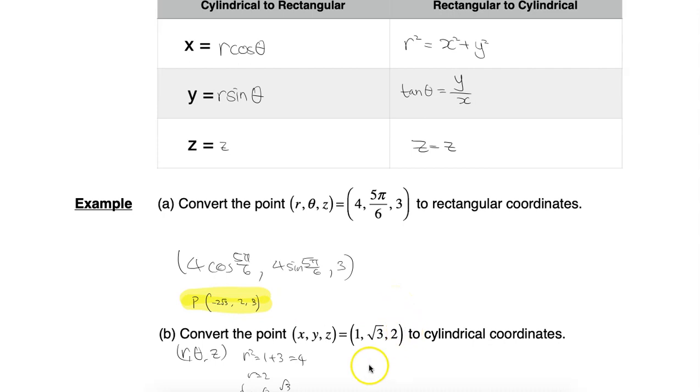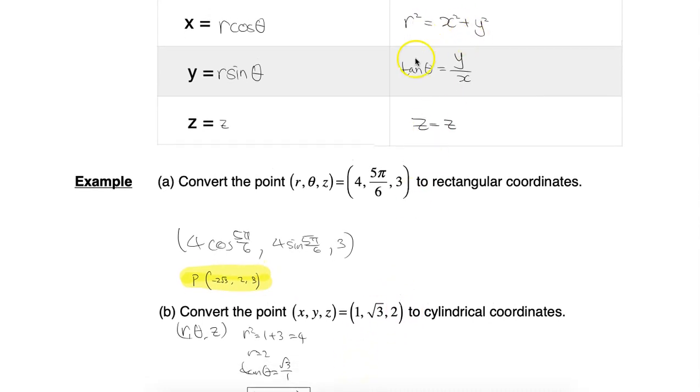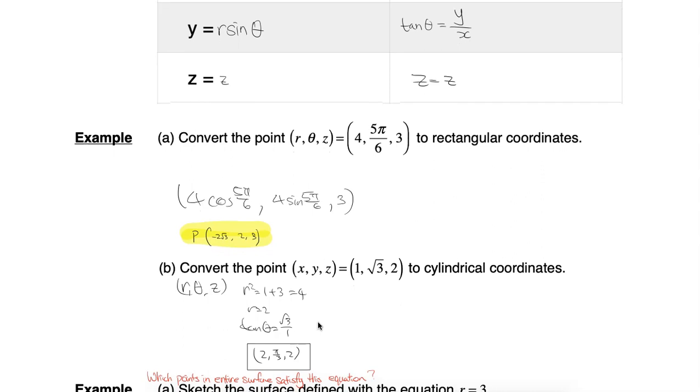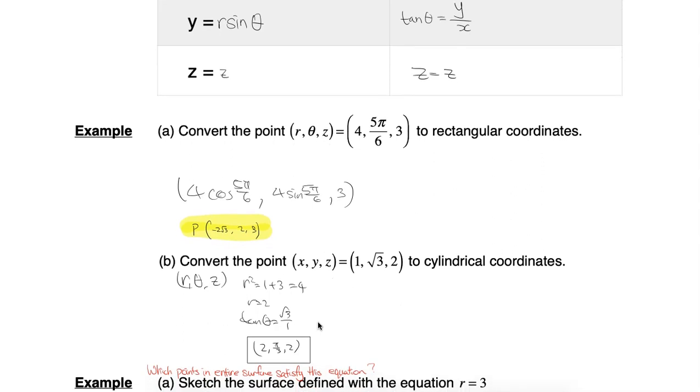If we are given x, y, z, we use the other formulas right there to find the points. So here there's a choice that has to be made. When we find that r squared equals 4, r equals 2, it could also be r equals negative 2. But why make it complicated? r equals 2 is more natural. And then tangent theta equals root 3 over 1, which means theta equals pi over 3 plus n pi. But again, why make it more complicated than we need? So the angle pi over 3 is the most natural.